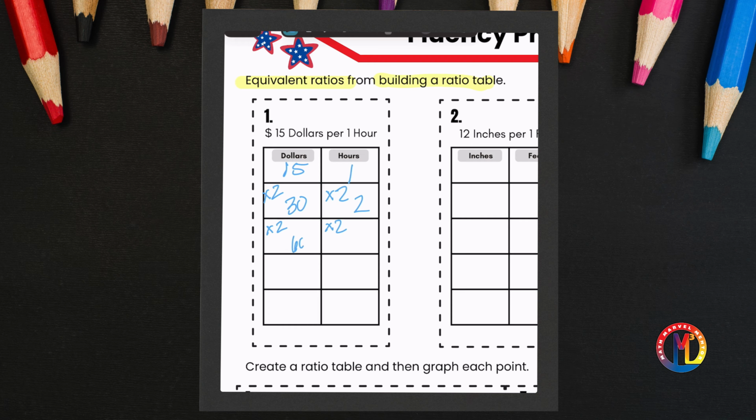And make this 60 and 4, or I could go back to 15 and multiply times 3. I would get 45 and 3. So all that matters is that you're consistent with what you're doing for each term. So we would have 45 to 3, 60 to 4, 30 to 2, or 15 to 1.